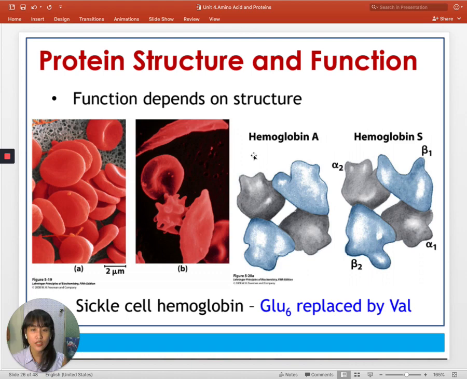In your exercise, in your book, a question there is all about what happens if a sequence in the amino acid sequence is being altered or varied. What will be its effect on the structure or also in the function of the protein? So one good example is the sickle cell hemoglobin.